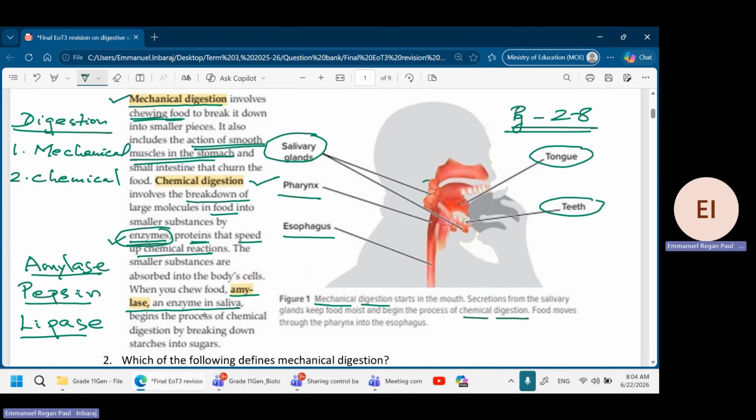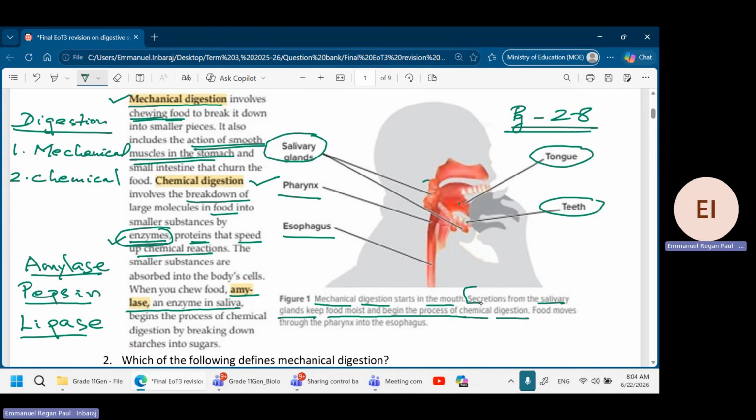All right. So amylase is an enzyme in the saliva. So let's read it here. Mechanical digestion starts in the mouth. Yes, of course, because you are chewing in the mouth. Secretion of salivary glands keeps the food moist and begins a process of chemical digestion.